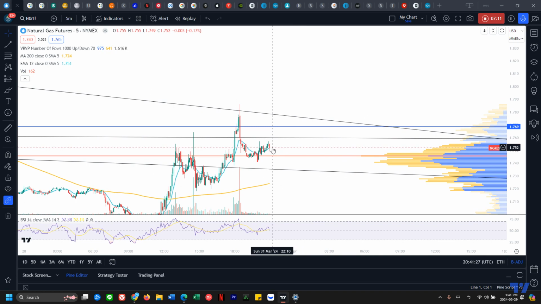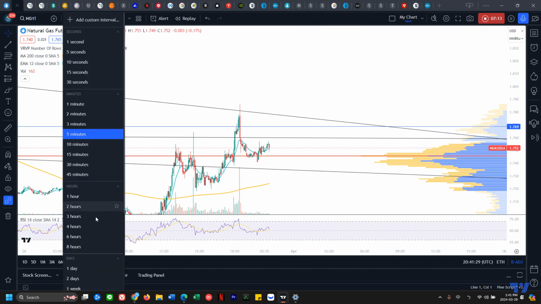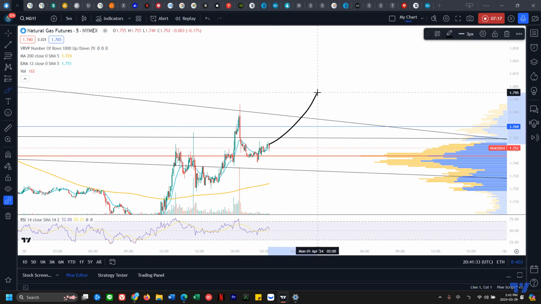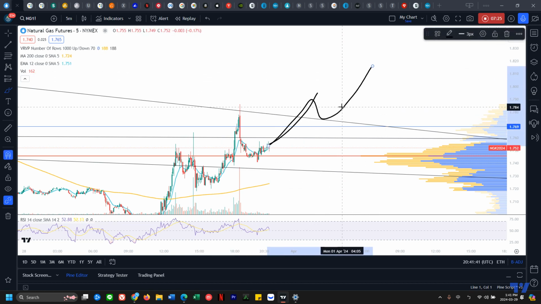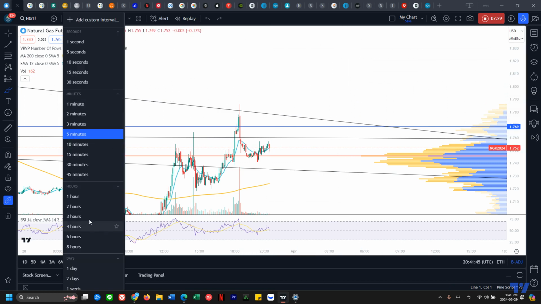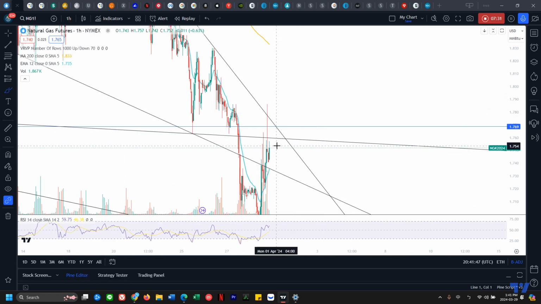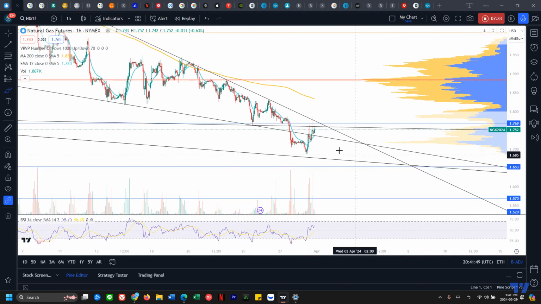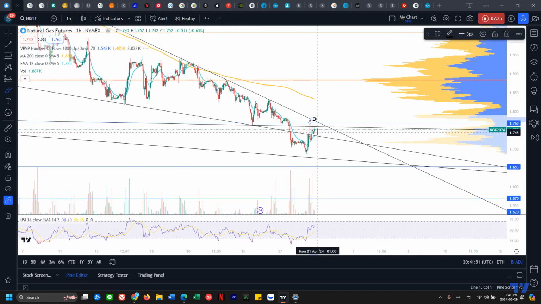We want to break out of this falling wedge for good. So when we break out of this falling wedge, we want to see volume come in and a clear break above it, not something like this. Make it like a break and then backtest and then bounce off of that. That's the most ideal scenario, or we just break through it and go higher. But at the moment, no signs of that yet. We're still underneath the falling wedge.